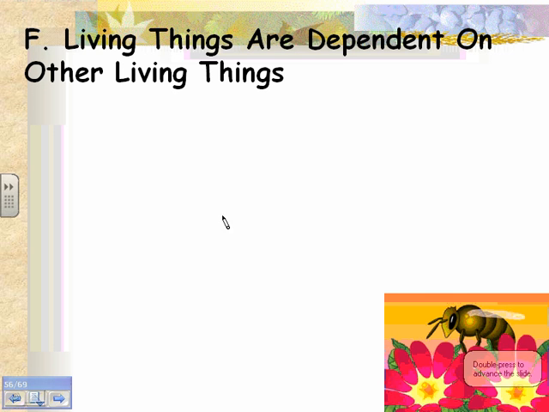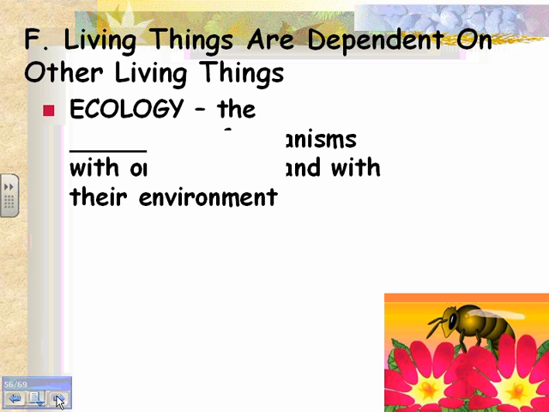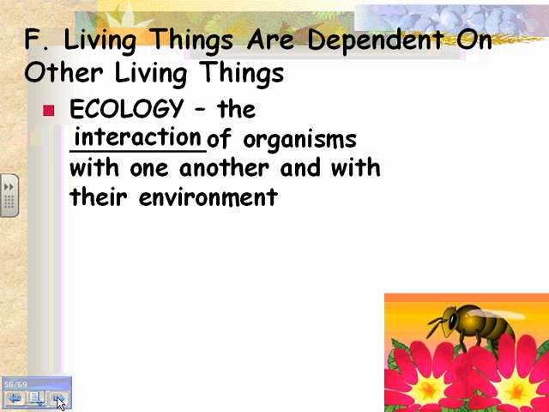We're talking about characteristics of life, and one of the characteristics of life is that living things are dependent on other living things. Our first unit, when we finish the introduction, is going to be ecology, and we'll look at this unit then. So ecology is the study of the interactions of organisms with one another and with their environment.